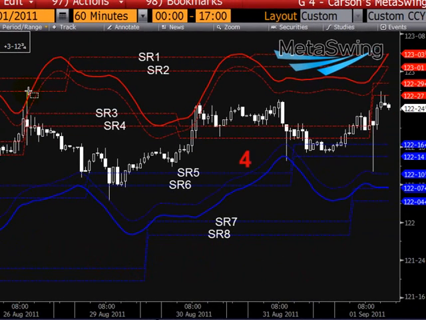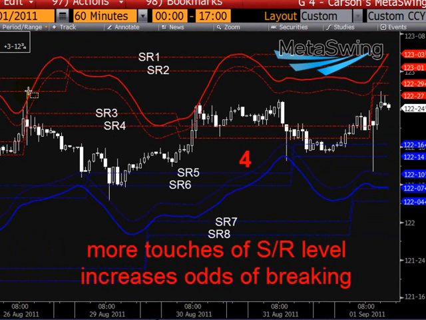Also, the more often a support resistance level is touched, the more likely it is to be violated. This can be similar to what you see in traditional technical analysis, but it sort of depends on what kind of charting you're looking at, whether it's point and figure or line charting, etc. So here we have an example of going back again to the SR 3-4 range.